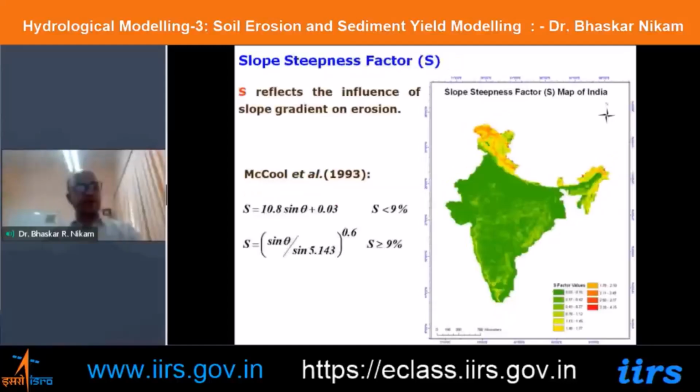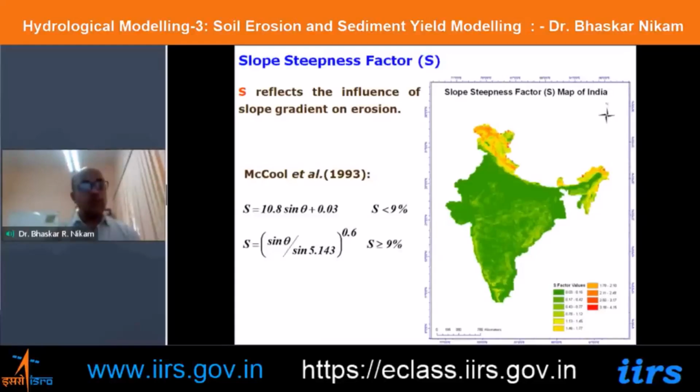Now you want to calculate the slope steepness factor. L is the slope length factor, S is the slope steepness factor. As I told you, USLE was modified into RUSLE because originally USLE was designed for agriculture watersheds. But because of its simplicity and robustness, people started using it for all watersheds, hilly watersheds, forested watersheds. Because when I say agriculture, dominantly agriculture is practiced on slopes less than 9%.